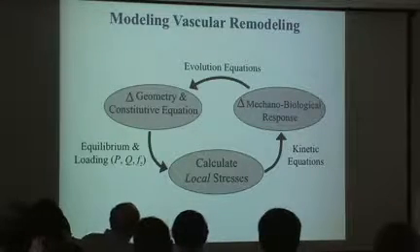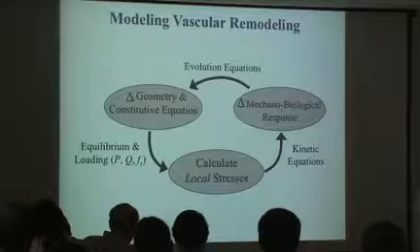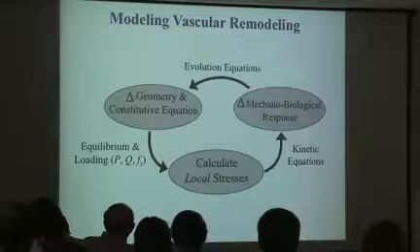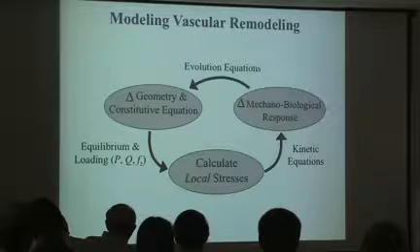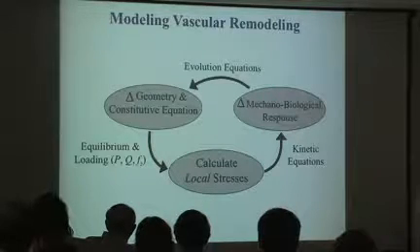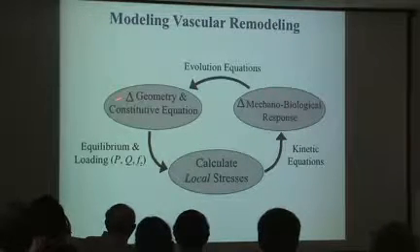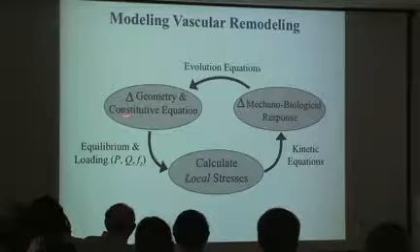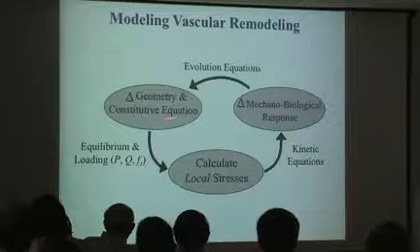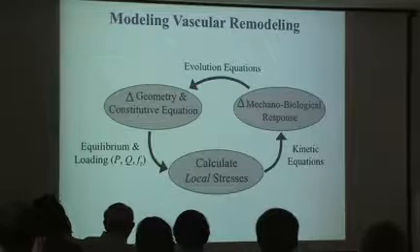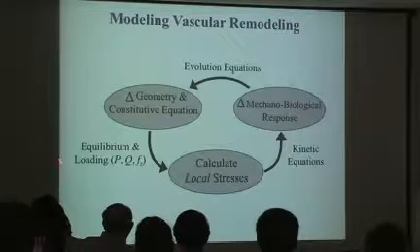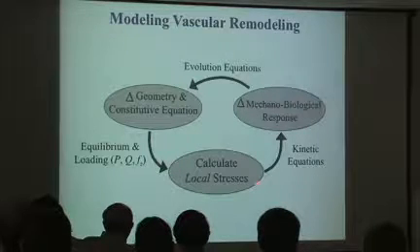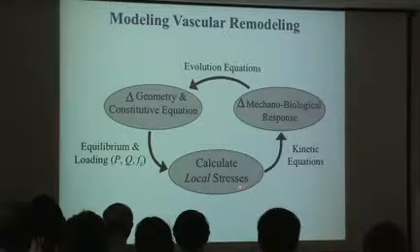Okay, so let me step back now. Everything we've talked about so far was just biomechanics of the vessel. We didn't talk about remodeling yet. So what happens when a tissue remodels, and in this case, a blood vessel? We've talked about things like geometry and the constitutive equation. That is the model that describes how the tissue responds to applied loads. We can use this, and this is what we've done, with equilibrium and applied loads, to calculate the local stresses, and we talked a lot about this.